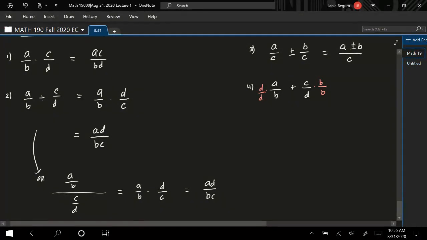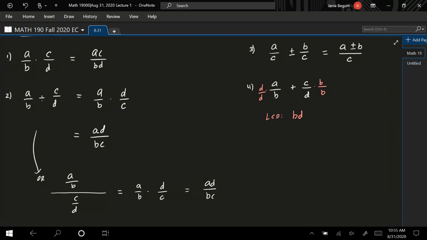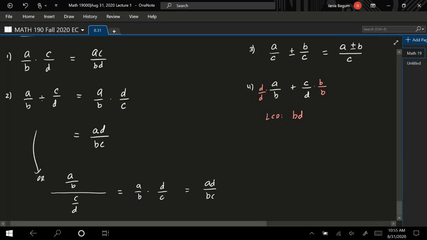Absolutely. So Alejandro looked for the LCD, which happens to be B times D. And then you give each fraction what they're missing. The first one is missing D from the denominator, so you multiply top and bottom by D. And the second fraction was missing B from the denominator, so you multiply top and bottom by B. Thank you, Alejandro. So this would give us AD plus CB all over BD.